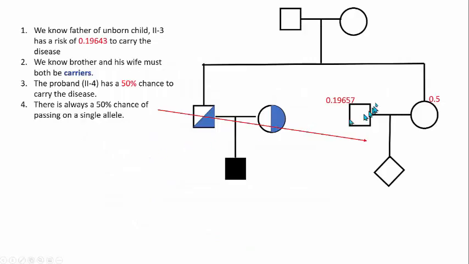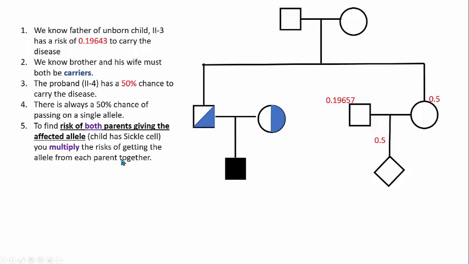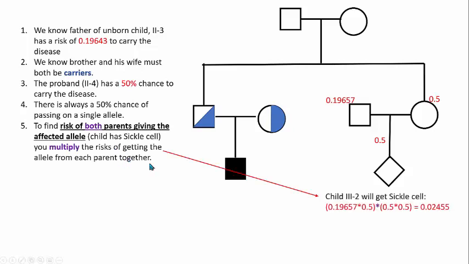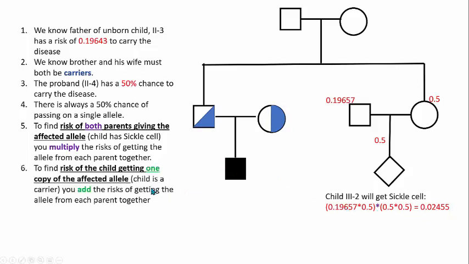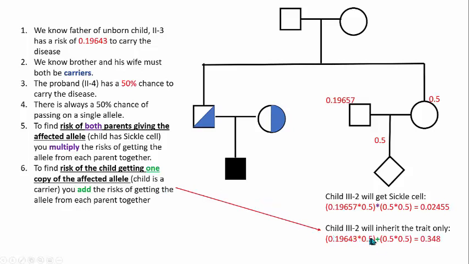So remember that each time you pass from one generation to the next, you must multiply by 1/2. As we multiply by 1/2 for both of these parents, we get this number times 1/2 times this number times 1/2 to figure out if the child will get sickle cell. And to figure out if the child will have just one allele, we would add them instead of multiplying them, and we would get a 34% chance as opposed to a 2.5% chance.